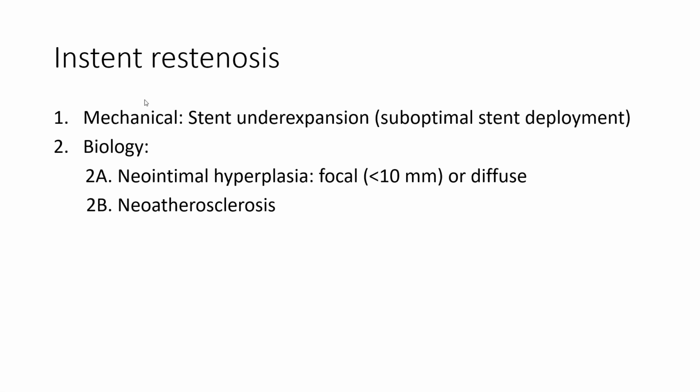First, what are the two big mechanisms of in-stent restenosis? There is one, the mechanical mechanism, which is stent underexpansion, and the second mechanism is in-stent tissue growth. And there are two subtypes of those: neointimal hyperplasia and neoatherosclerosis. Now, we lump those two together because they are managed similarly from an interventional standpoint. However, they have different mechanisms and pathophysiology, and I will highlight that in a little bit.